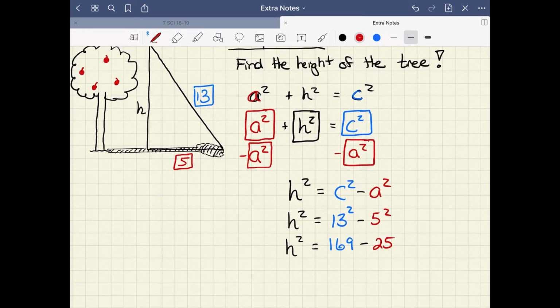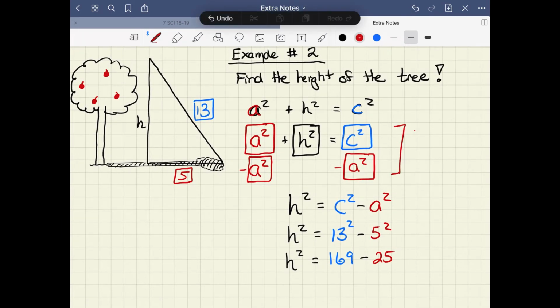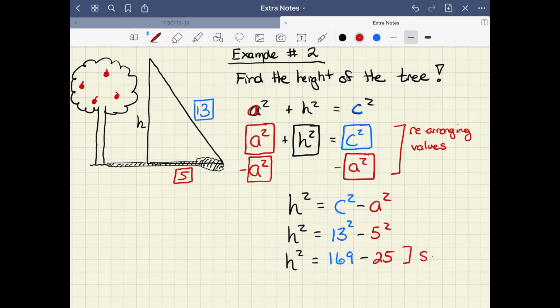Let me go ahead and write a little note here. The nice thing about rearranging values at the very beginning is that it makes the math simpler later on. Okay, so it is really nice to rearrange the equation early on.